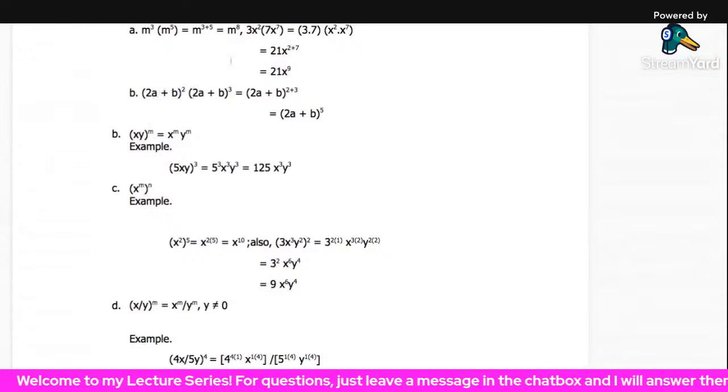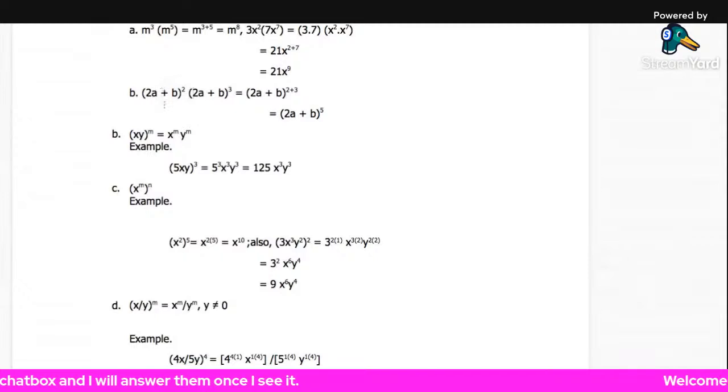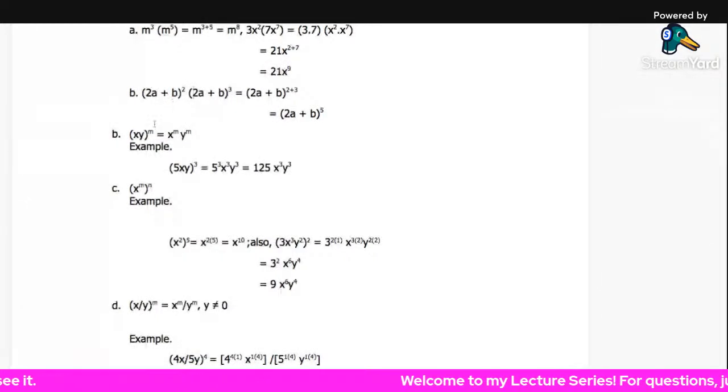Say this will become 2 times A times B, the quantity squared, then that's the time that you can square 2, you can square A, and you can square B. But in this case, the operation is addition, and you cannot do that. You cannot apply the second law.